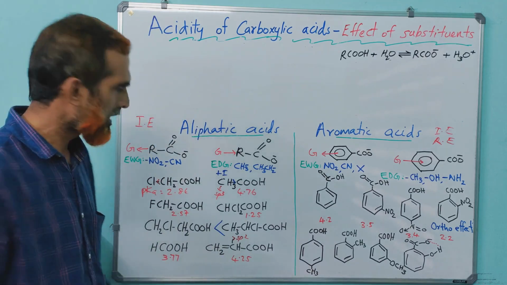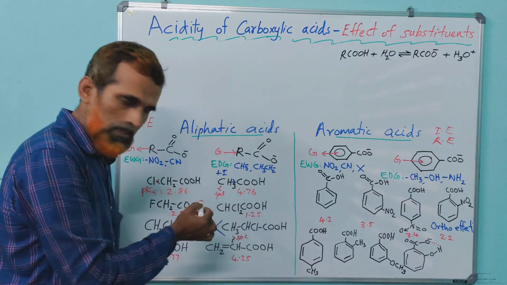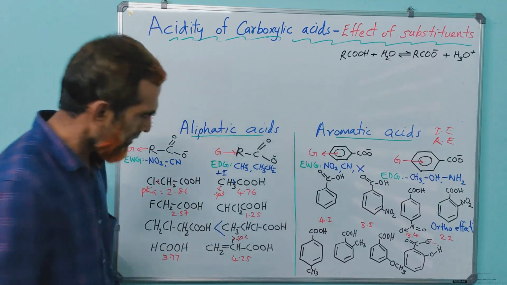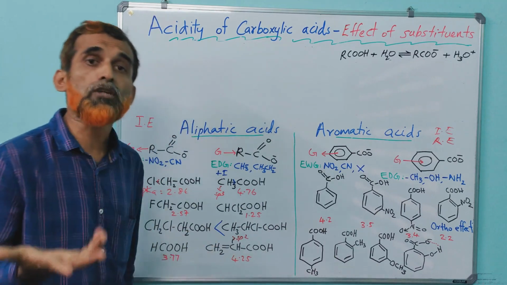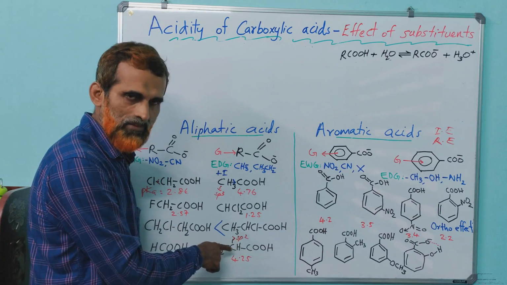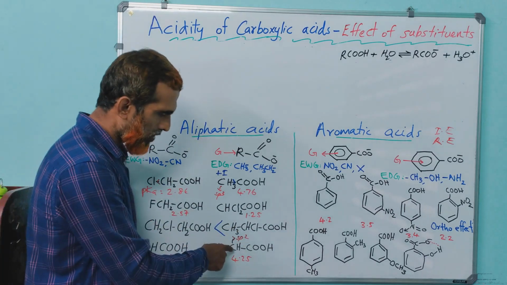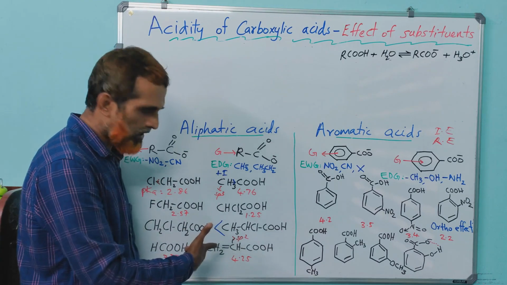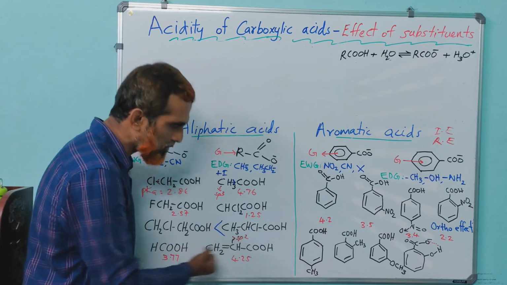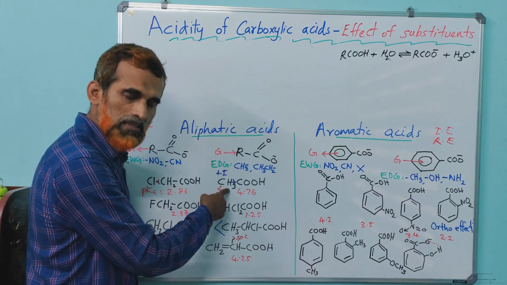How do you explain? The carbon connected to COOH is sp3 here and here it is sp2. So sp2 carbon is more electronegative due to greater percentage s character. When s character increases, electronegativity of the orbital increases. So this carbon can withdraw electron more strongly from this group than this sp3 carbon.